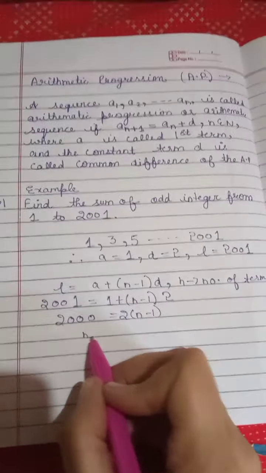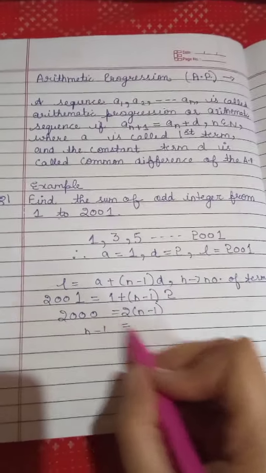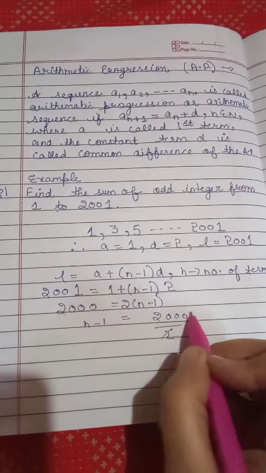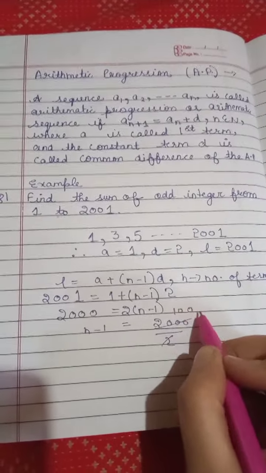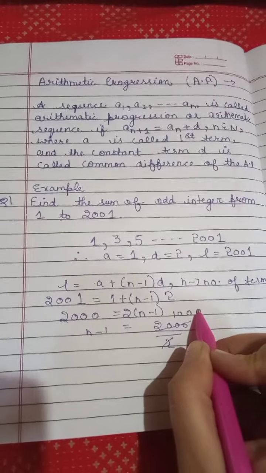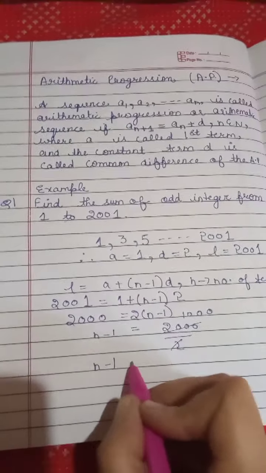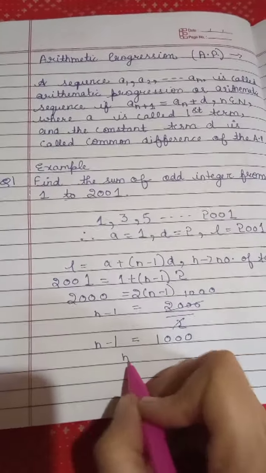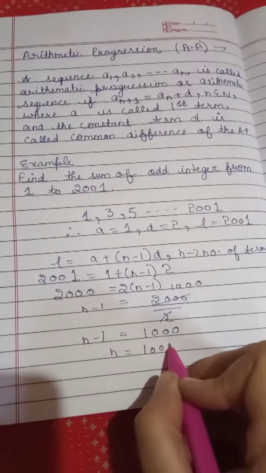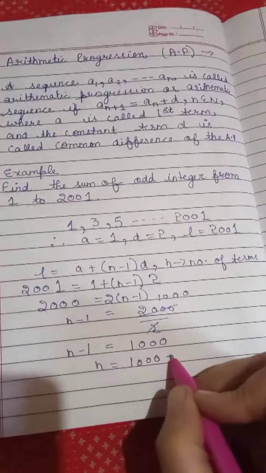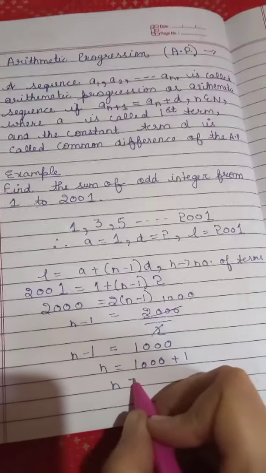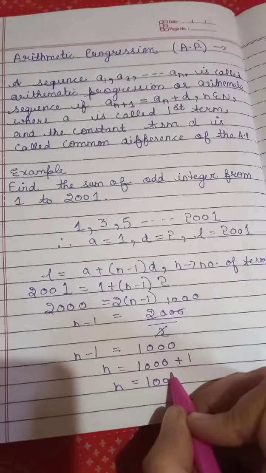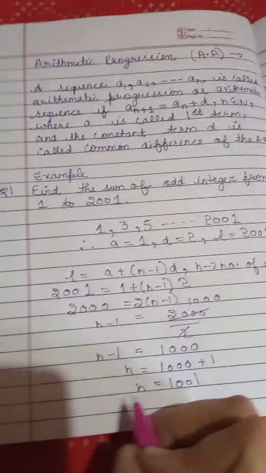So n minus 1 is equal to 2000 upon 2, that is, dividing gives 1000. So n minus 1 is equal to 1000. n is equal to 1000 plus 1, so n is equal to 1001. Next, the required sum.